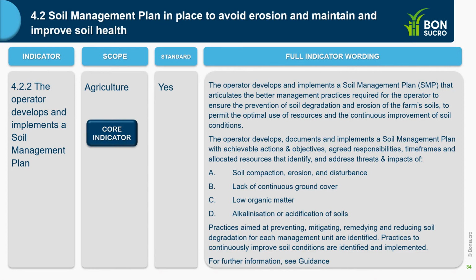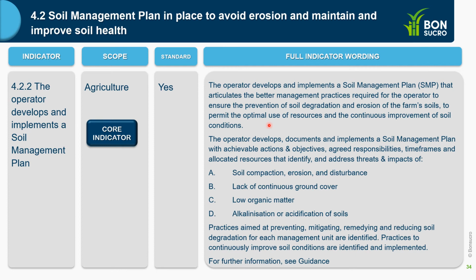Now, the second indicator on this criterion, 4.2.2, the operator develops and implements the soil management plans. So now this is a core indicator. And of course, the operator in this case implements the SMP that articulates the better management practices required for the operator to ensure the prevention of soil degradation and erosion of the farm soils, to permit the optimal use of resources and the continuous improvement of the soils.